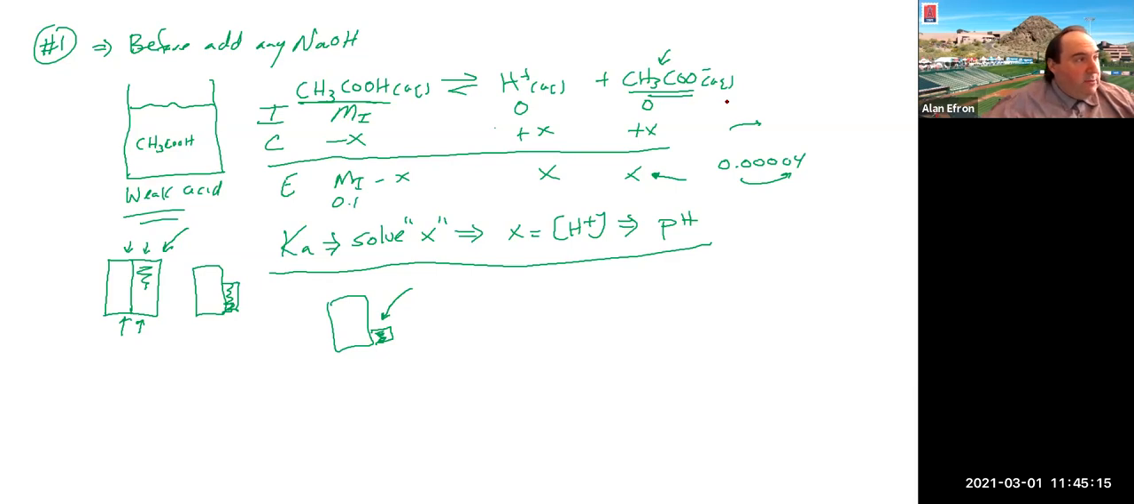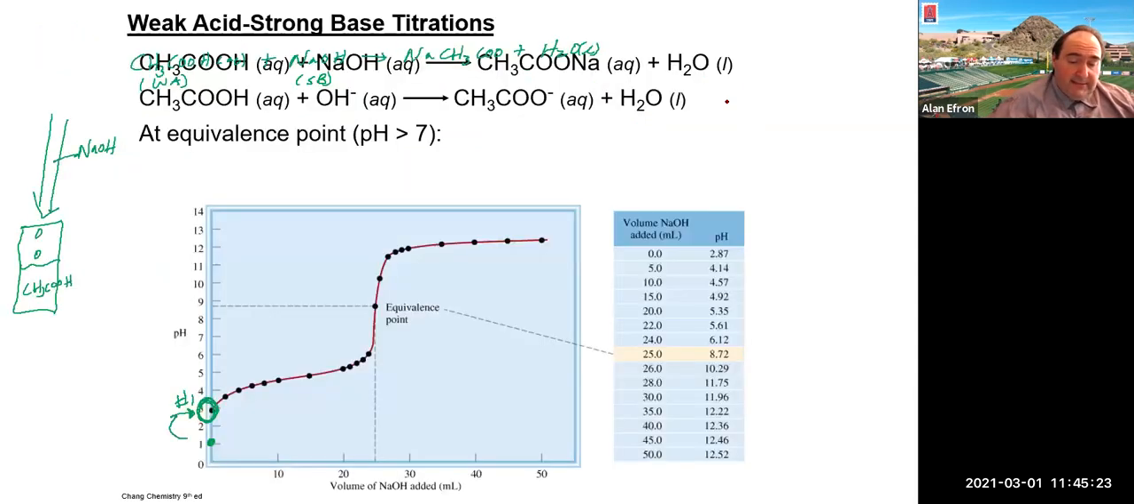In that case, x would equal the H plus concentration, and that would then allow you to go into the pH. Since it is a weak acid, we do expect to be starting here in the acidic range, maybe a little bit higher than what we started with for the strong acid, because of Le Chatelier's principle. It's not going to fully break apart. It's going to mainly stay together. So that was the first part of the titration.